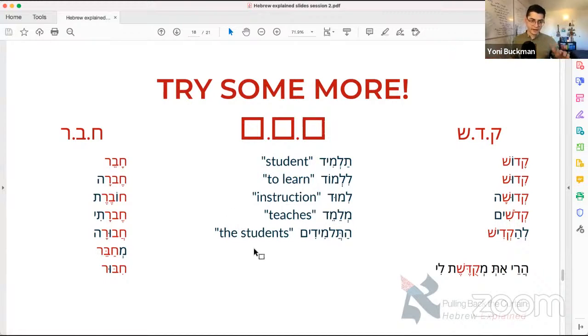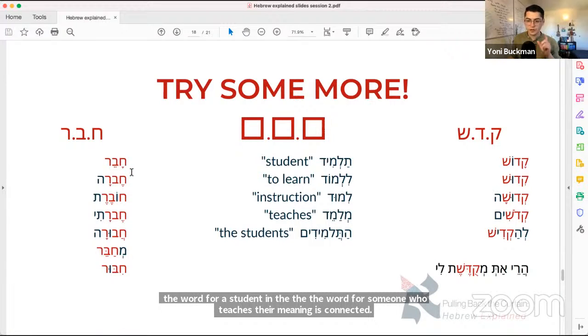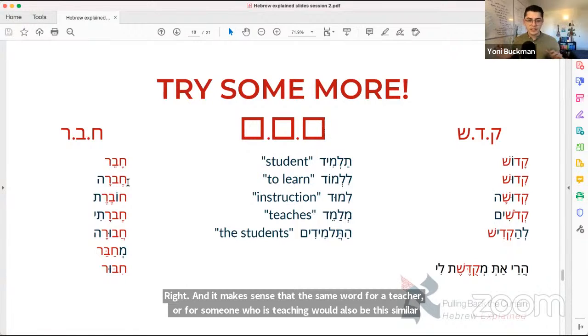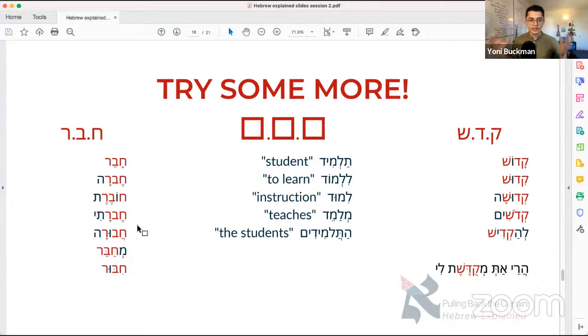Kind of interesting. And here on the left, I highlighted them, but somebody try to tell me what you think the core of this means. So the word chaver is a friend. Chevra is an organization. Choveret is like a binder, or a notebook, something you do in school. Chevrati is social. Chavura, like we have chavurot, right? A chavura or chavurot at the temple are small groups. A mechaber is a composer. So what does this root of chet bet resh mean?